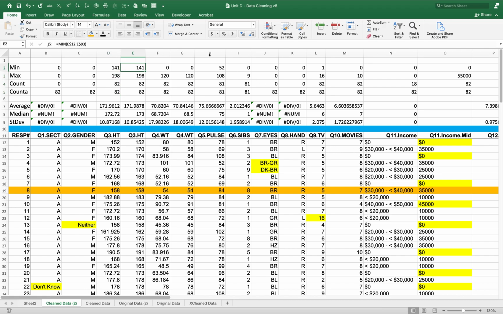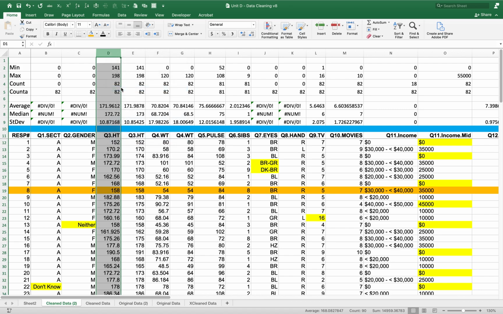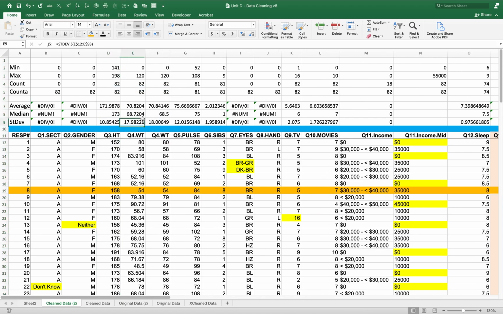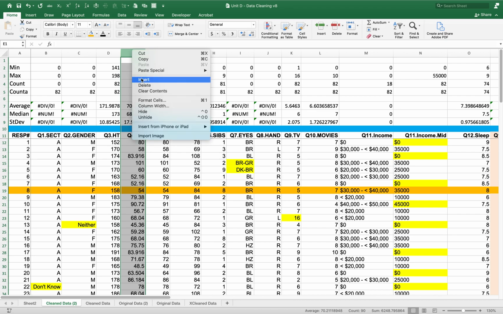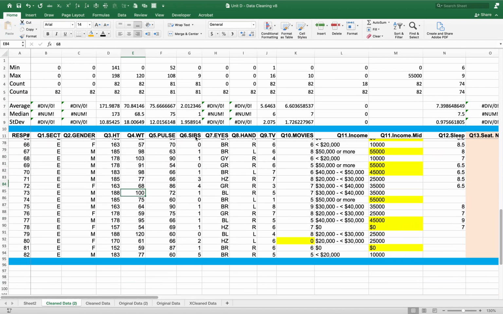Okay, so I can now get rid of those original goofy columns. So this height one, I'm going to get rid of that, delete it, and I'm going to get rid of this weight one. Just right click on the letter at the top here and delete. And now these are nice and clean. So I've fixed up the heights and the weights on that one.